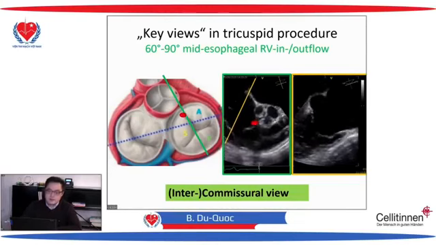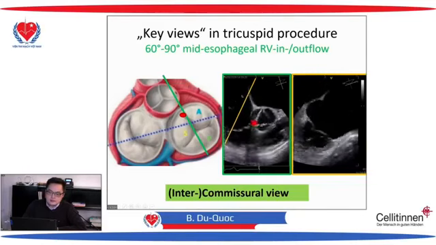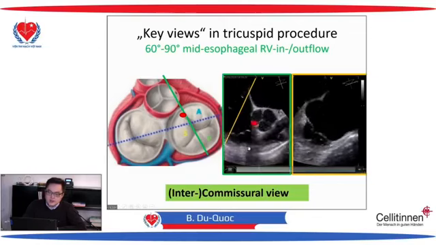So the first landmark you should know, this is the anterior commissure. This is this point, and the commissure is close to the right coronary artery and associated with the outflow tract of the right ventricle.